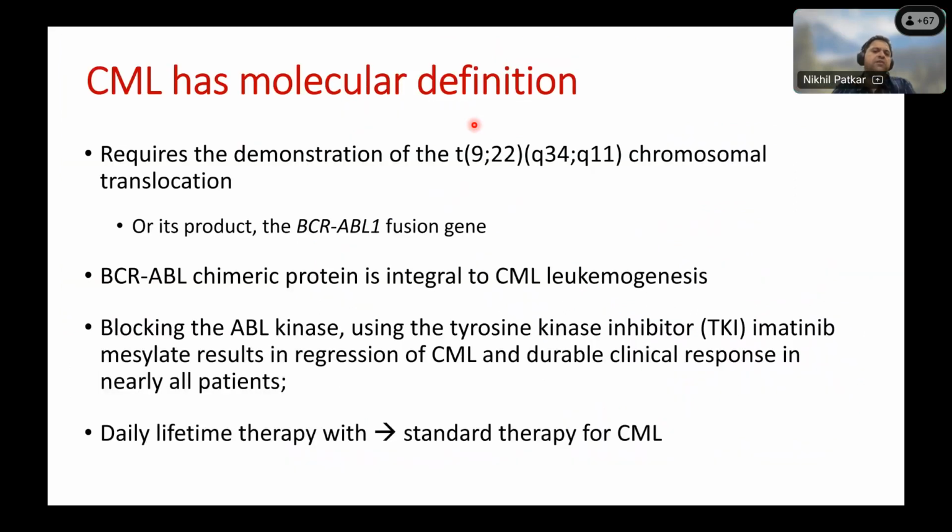So CML, as we know, has a molecular definition which requires the demonstration of the translocation 9;22 or its product, the BCR-ABL1 fusion gene. The BCR-ABL chimeric protein is integral to CML leukemogenesis, and blocking that ABL kinase using tyrosine kinase inhibitors results in the regression of CML and durable clinical responses in nearly all patients. And the standard of treatment now is daily lifetime therapy with imatinib mesylate or its newer drugs.